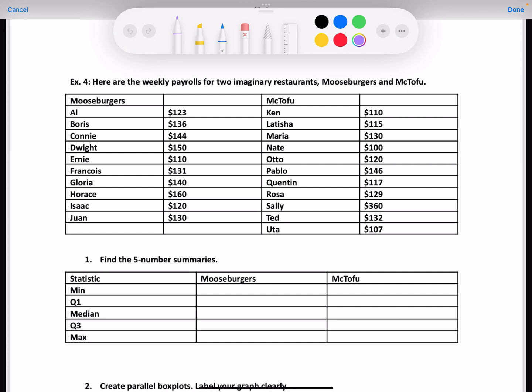No, actually, Sally gets 360. Where do we have to put this? In the list. So you'll do one in L1 and one in L2. What I want to know is why Sally's getting paid like double everybody. What's she doing?